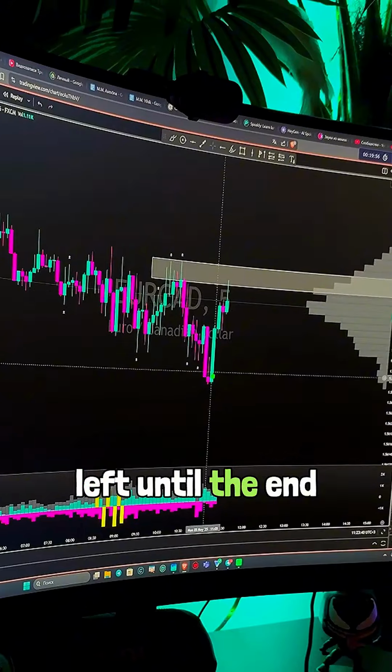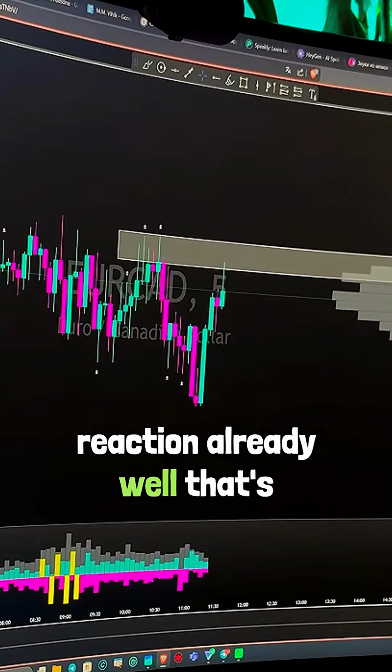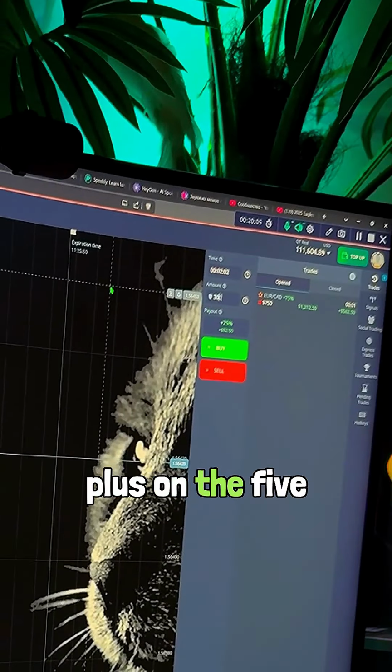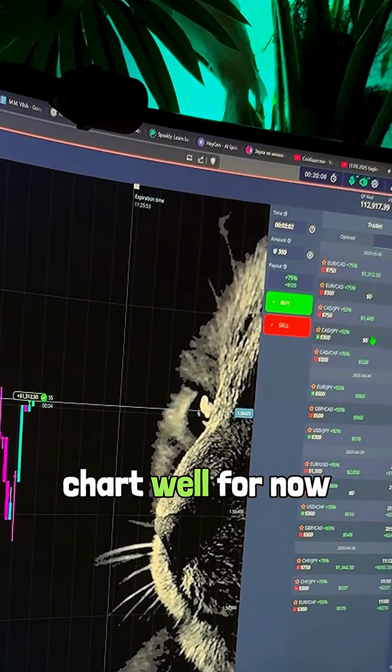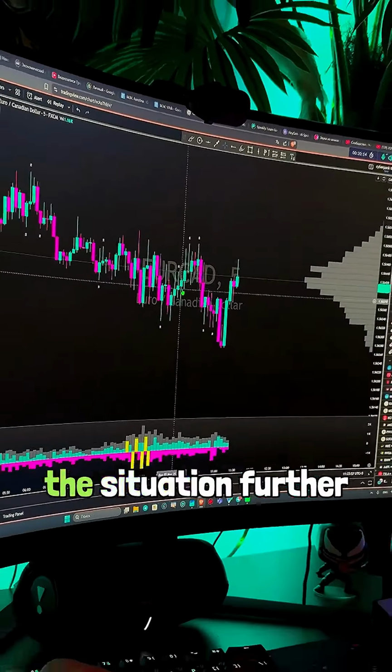10 seconds left until the end. Some kind of pullback is already happening. Yes, there is some reaction already. Well, that's a plus. That's a plus. On the 5-minute chart, not on the 15-minute chart. Well, for now, it's going like this for me. For now, I have to use follow-ups. So I'm looking for the situation further.